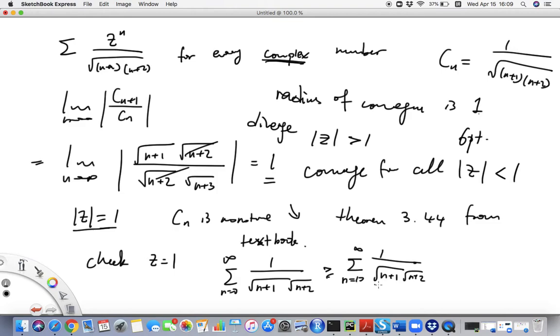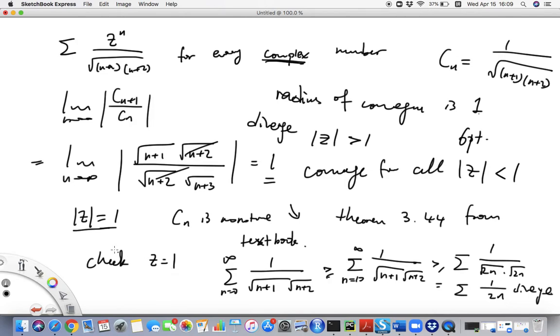Okay, so now if n is greater than or equal to 10, then this is greater than the sum of 1 over 2n squared, right? Square root of 2n times square root of 2n. So that's the sum of 1 over 2n, and this is divergent. By the comparison test, this is divergent, so your series is not convergent. In fact, your series is divergent at z equal to 1.